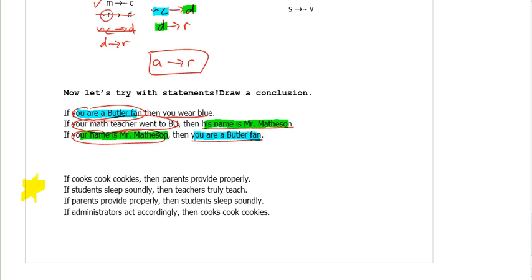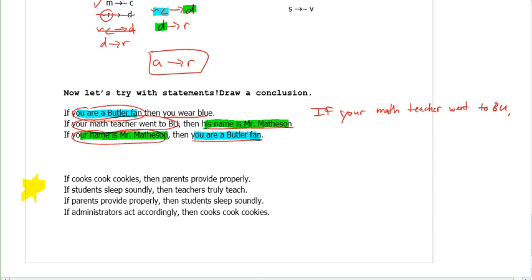So what we'll say here is if your math teacher went to BU, then his name is Mr. Matheson. Okay, so there's our first one. That one's done. We've used it. Now we need that connecting piece.